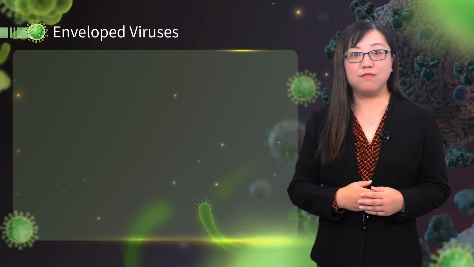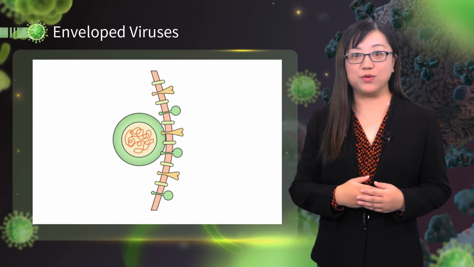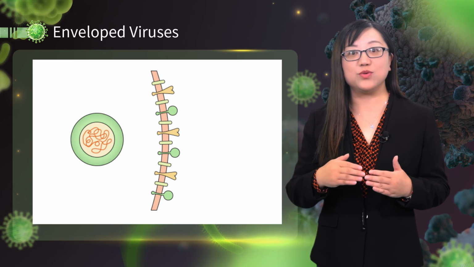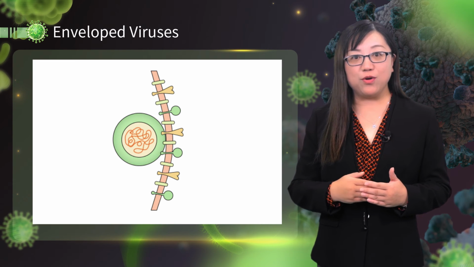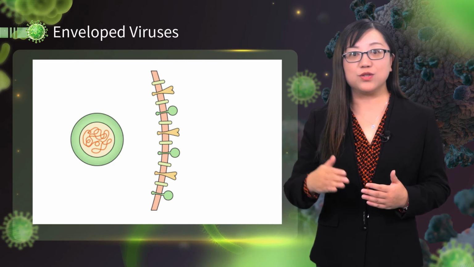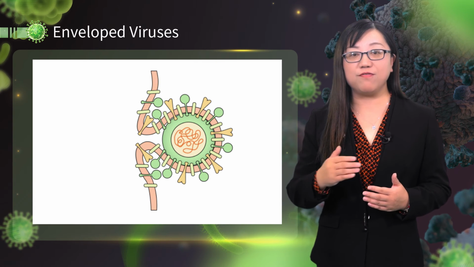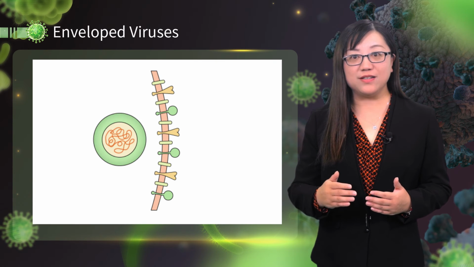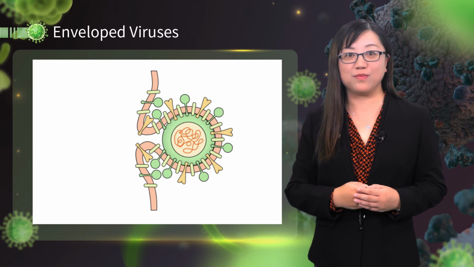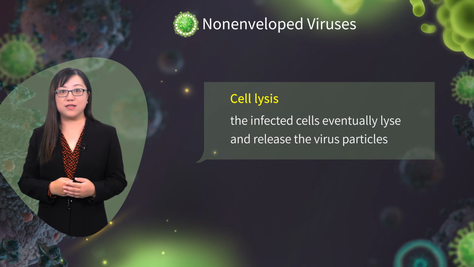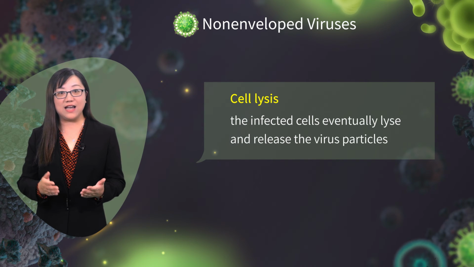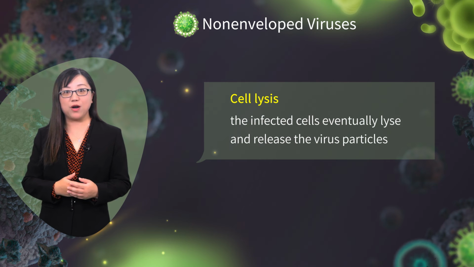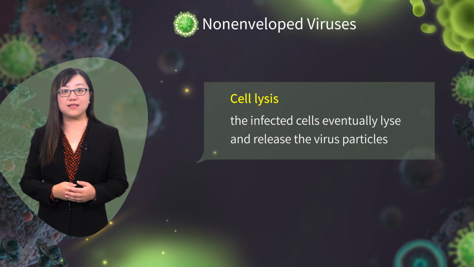Enveloped viruses are released by a budding process. Virus-specific envelope glycoproteins are inserted into cellular membranes. Viral nucleocapsids then bud through the membrane at these modified sites, and in so doing, acquire an envelope. There are no special mechanisms for the release of non-enveloped viruses. The infected cells eventually lyse and release the virus particles by cell lysis.